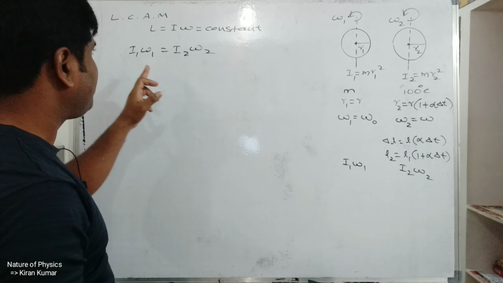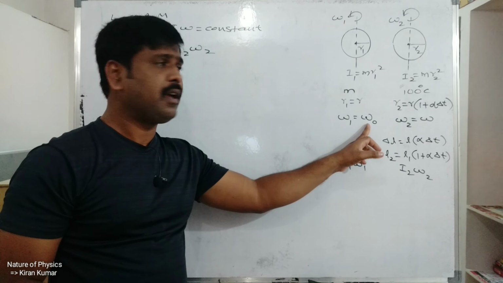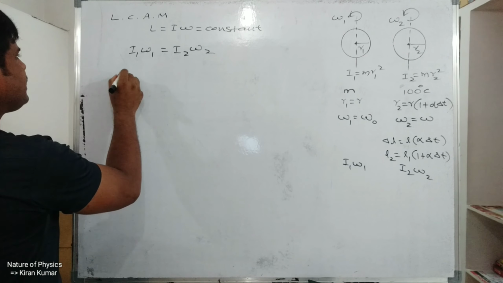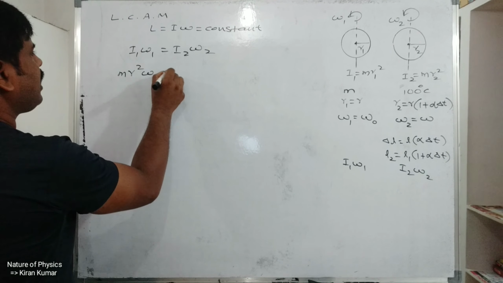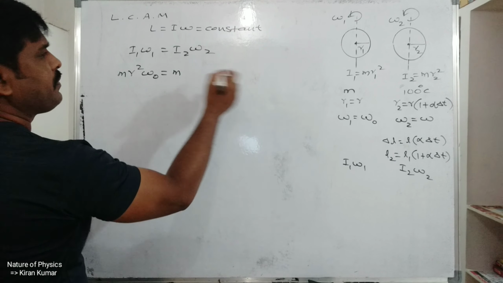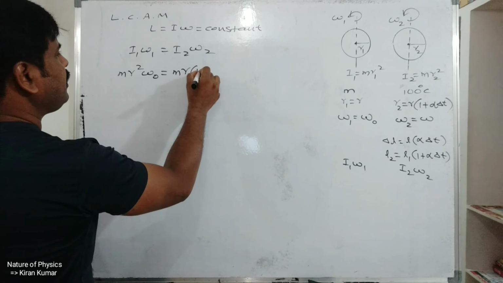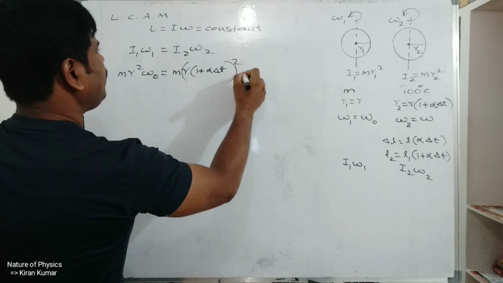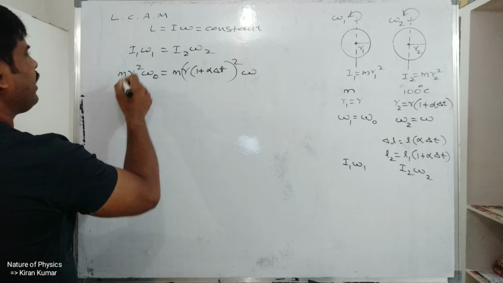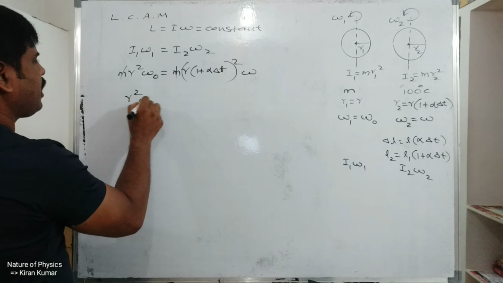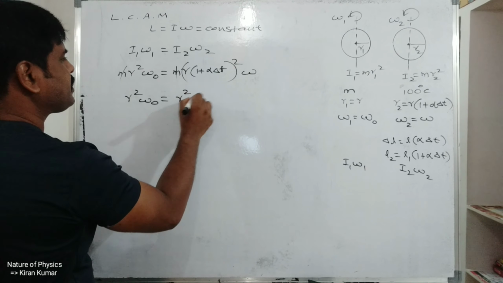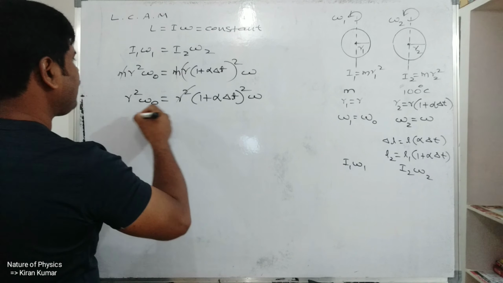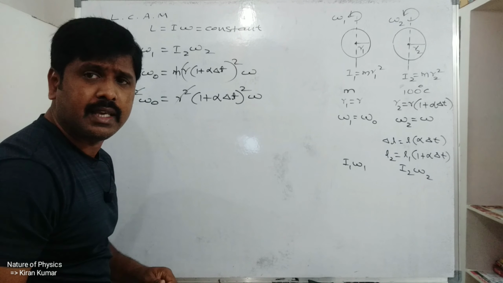Okay, so now moment of inertia, and omega 1 is equal to omega naught and omega 2 is equal to omega, replacing. So this is m r square omega naught, which is equal to m r into 1 plus alpha into delta t whole square into omega. So here m gets canceled, r square omega naught is equal to r square into 1 plus alpha into delta t whole square into omega. R square, the r value gets canceled.